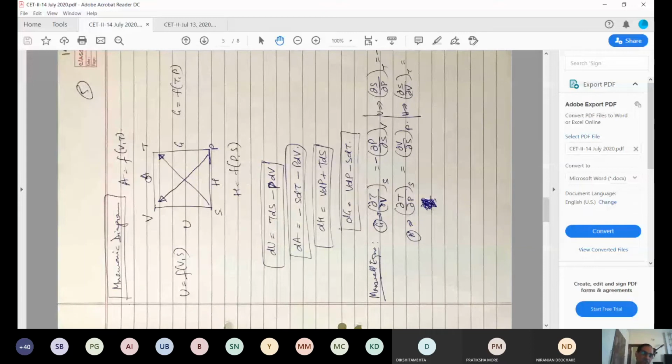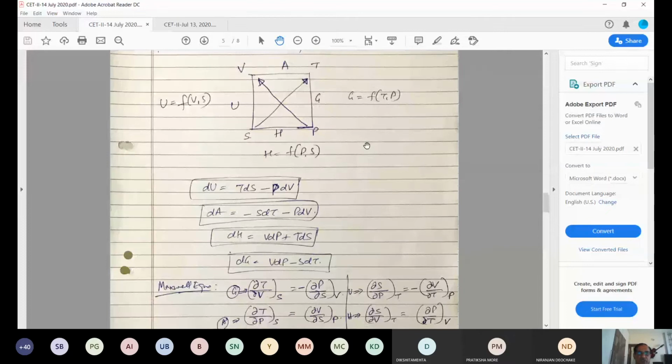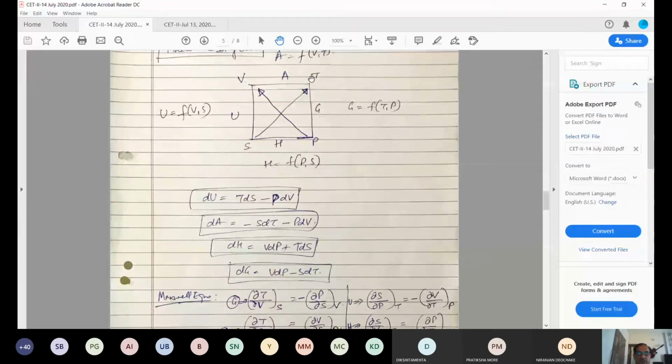So for A it is dv and dt, for G it is dt and dp, for H it is dp and ds, and for U it is dv and ds.